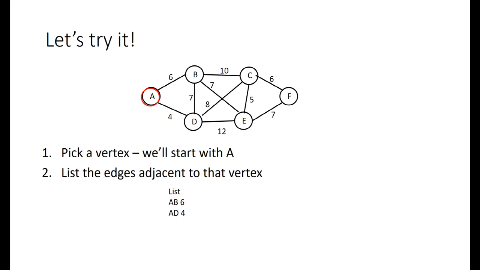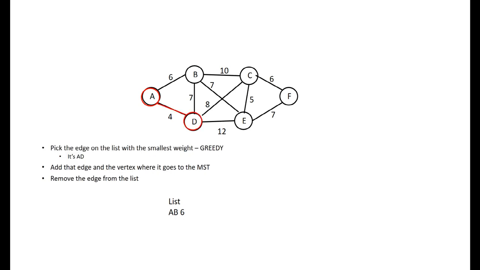And then we list the edges adjacent to A, which has 2 edges. It has an edge from A to B, and it has an edge from A to D. A to B has a weight of 6, A to D has a weight of 4. So we'll pick the edge on the list that has the smallest weight. That's that greedy approach. And that choice is A to D. So we'll add that edge and the vertex where it goes to our minimal spanning tree, and we'll take the edge off the list. And that gives us the diagram above where we've included A and D and the edge between the two. That will eventually be part of our minimal spanning tree.